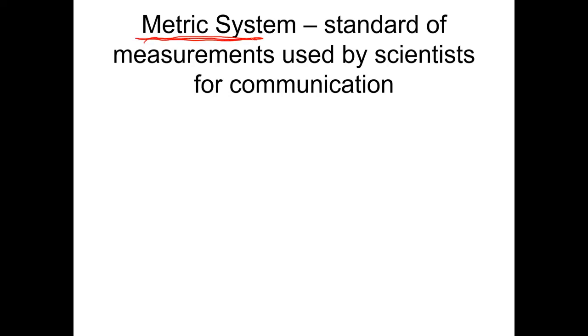metric system. So we have decided that we are all going to use specific units, and that way we don't have to convert numbers in units. When we communicate data and share lab results with each other, we're all using the exact same units. So the metric system is the standard measurement used by scientists for clear communication when we're discussing lab results and data. Okay?